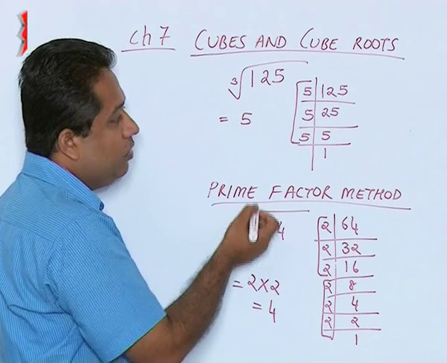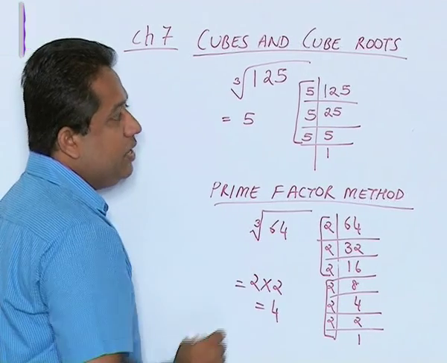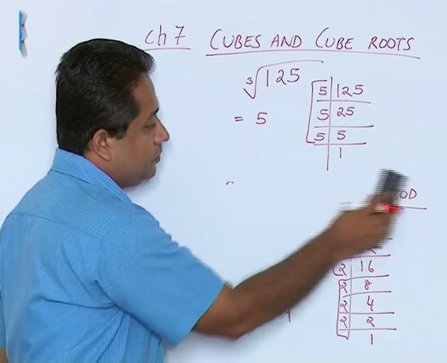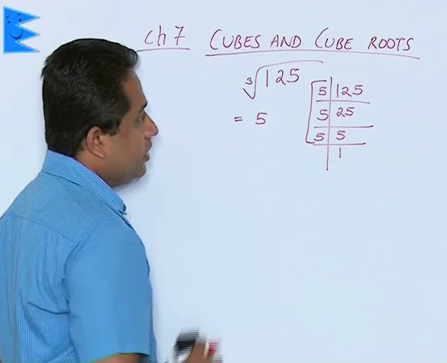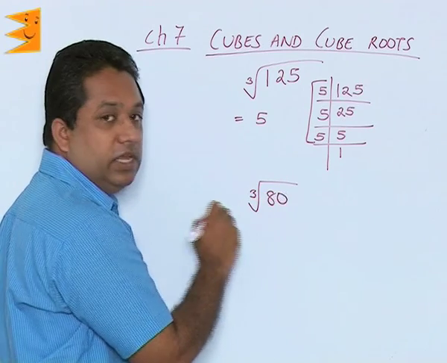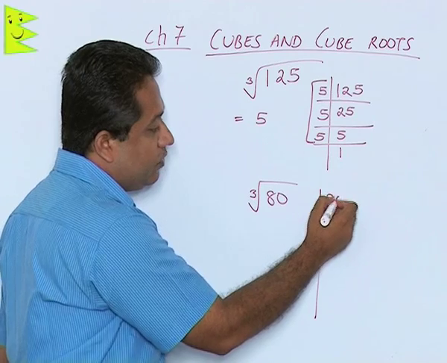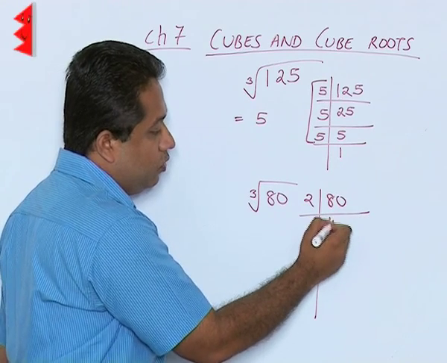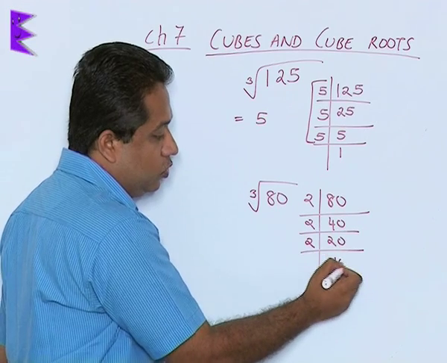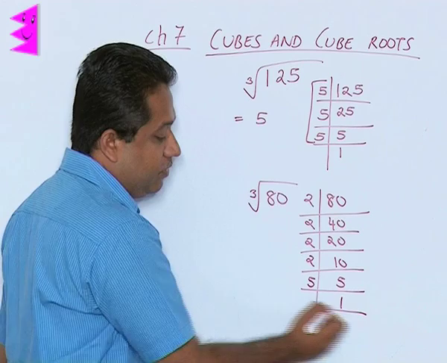So, we can find out any number like this, and some numbers may not be perfect cubes. For example, if we are having a number 80 and we find out the factors of this, question is find out whether 80 is a perfect cube or not. So, when we find out the factors of 80, 2 40s are 80, 2 20s are 40, 2 10s are 20, 2 5s are 10 and 5 1s are 5.